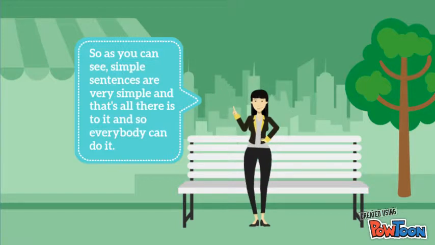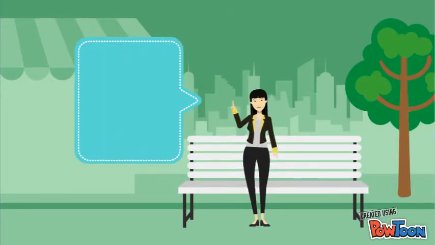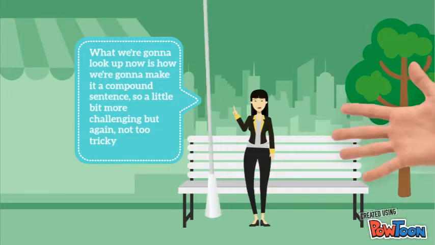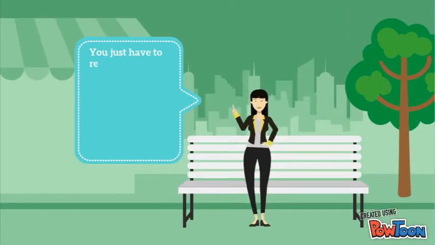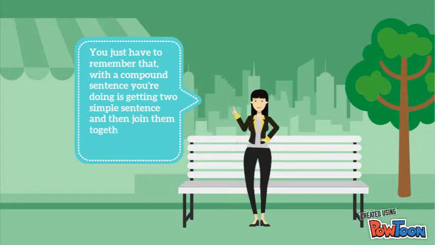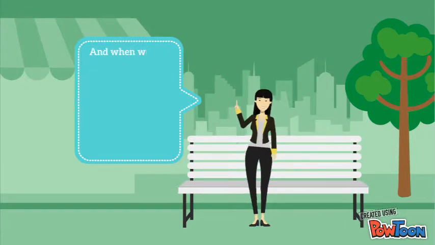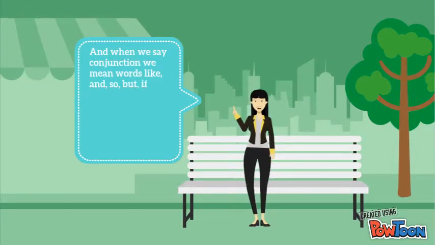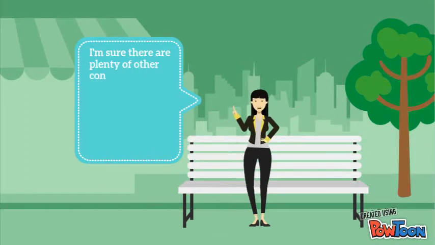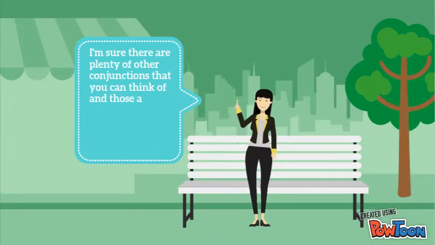So everybody can do it. What we're going to look at now is how we're going to make a compound sentence, so a little bit more challenging, but again, not too tricky. You just have to remember that with a compound sentence, what you're doing is getting 2 simple sentences and then joining them together with a conjunction. And when we say conjunction, we mean words like and, so, but, if, when. I'm sure there are plenty of other conjunctions that you can think of, and those are just a few examples for you.